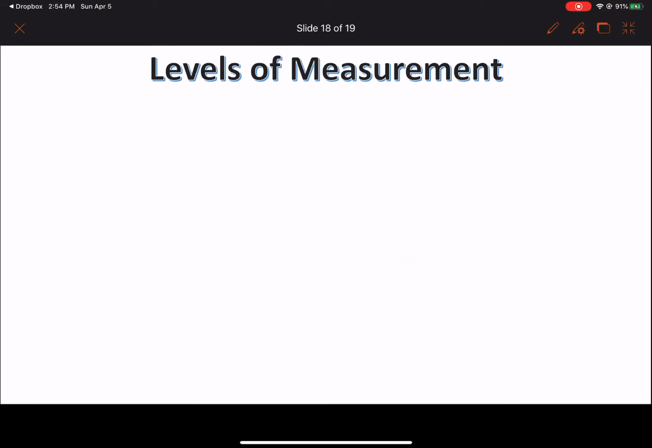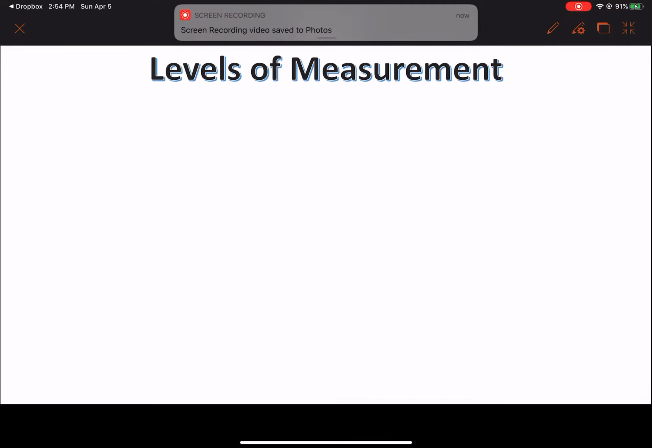Hi all, I am back to talk about levels of measurement. So levels of measurement, now this is something that will be on a test. So that's one of the reasons I wanted to pick this up in another video, because I wanted you to be able to jump back this quickly. This is something that I have had confusion with on my own.